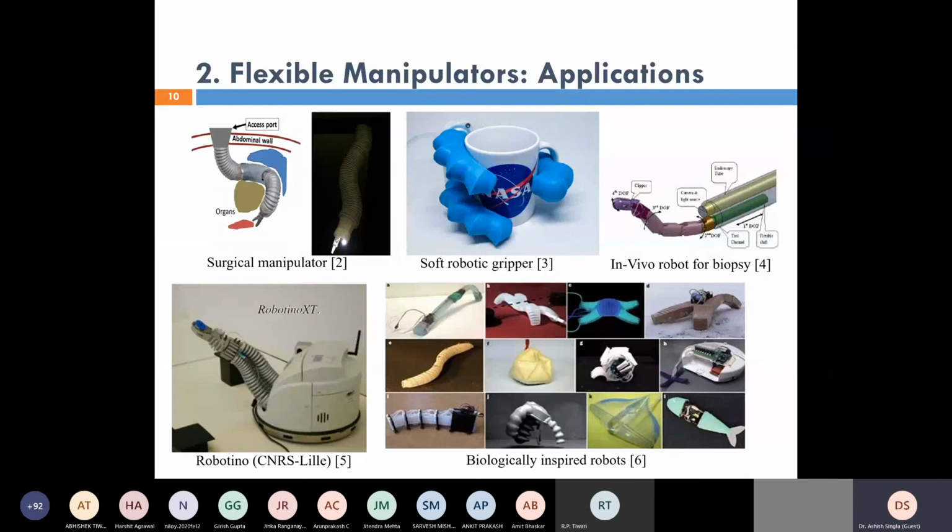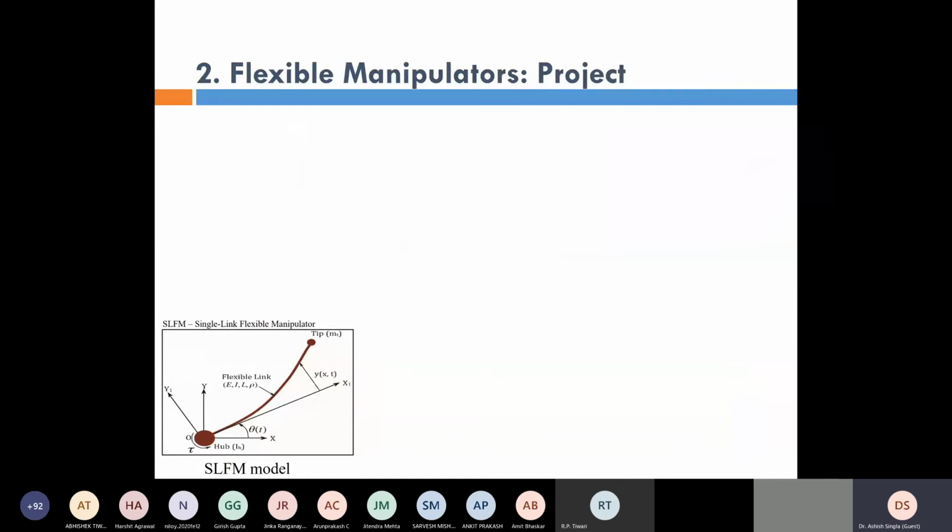Next are the flexible manipulators, where the applications are that we can go inside the human body with a very soft gripper, like for biopsy operations, or it can mimic an elephant trunk, or many naturally biologically inspired robots like a fish, or a reptile, a lizard, a snake. If we have to mimic this, everything is in the domain of flexible manipulators.